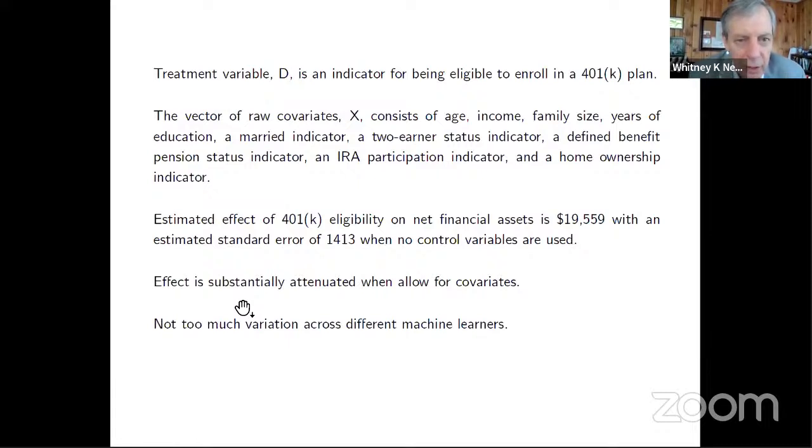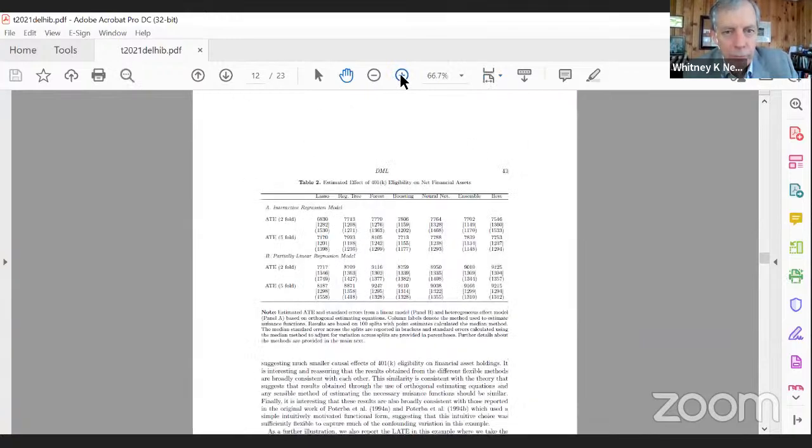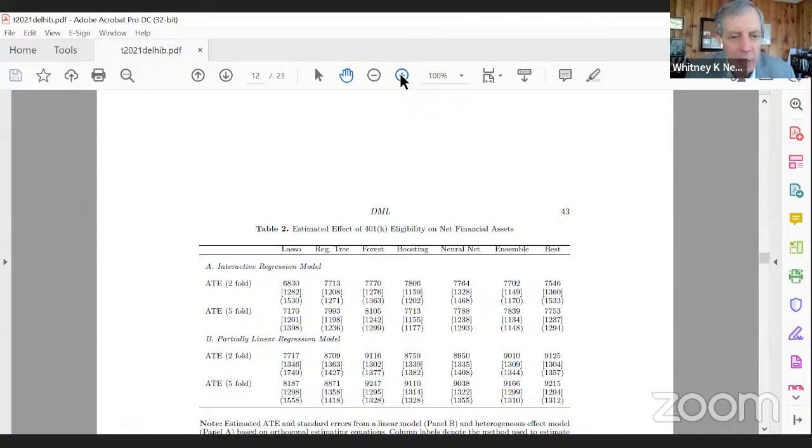So let's just look at the tables here. I'm just going to expand this so that you can see it. What we have here is a cross-fit debiased machine learner. And we're going to look at part B of this table. This is the estimate that you get of the effect of 401k on net financial assets with lots of covariates.